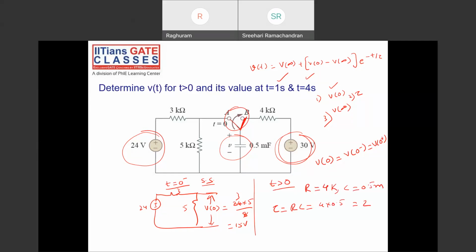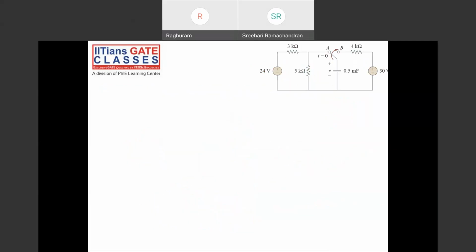Okay. Next, what else do we need to find? V of infinity. As I told you, it's also a steady state, when t is equal to infinity. As t tends to infinity, what happens to the circuit? The switch is at position B and this part will be left, the 4 kilo ohms. And again, the capacitor will act as an open circuit. So how much is V of infinity?